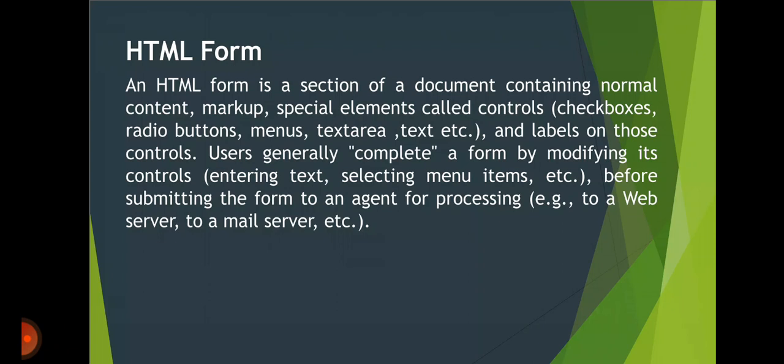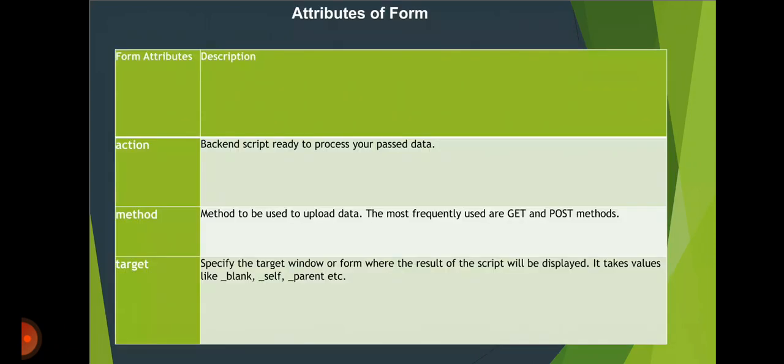HTML form. An HTML form is a section of a document containing normal content, markup, and special elements called controls. These are basically checkboxes, radio buttons, menus, text areas, text, etc., and labels on those controls. Users generally complete a form by modifying its controls, entering text, selecting menu items, etc., before submitting the form to an agent for processing, for example to a web server, to a mail server, and so on.